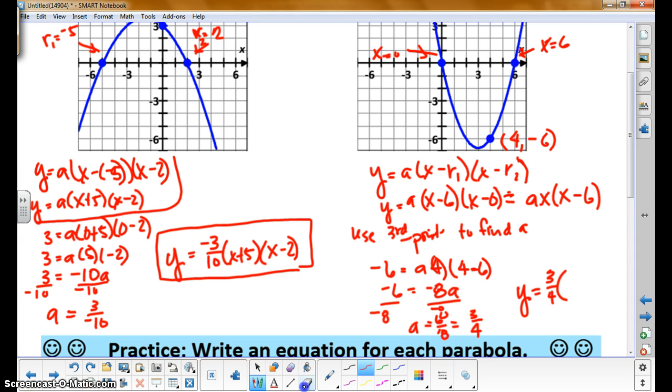Let's put the x first, because it's by itself. It's x minus 0, but we can just say x. 3/4 x minus 6. And that is the solution to the problem.